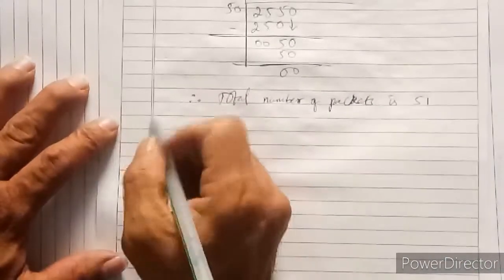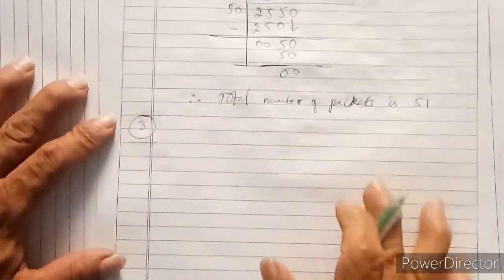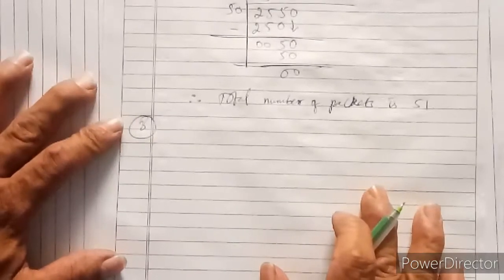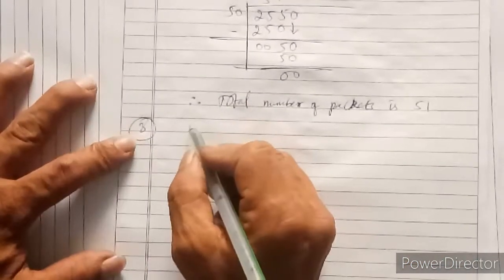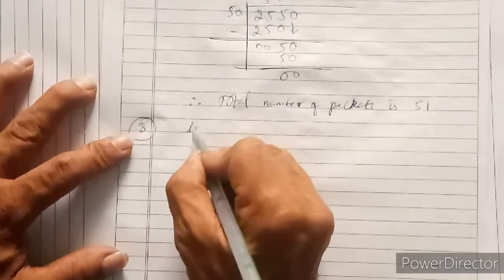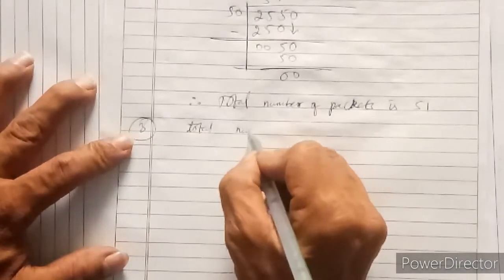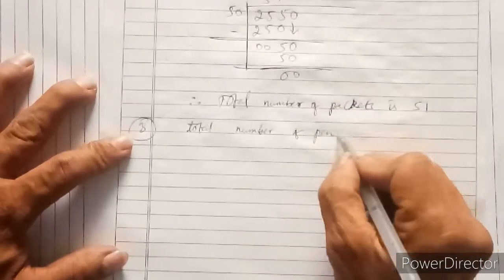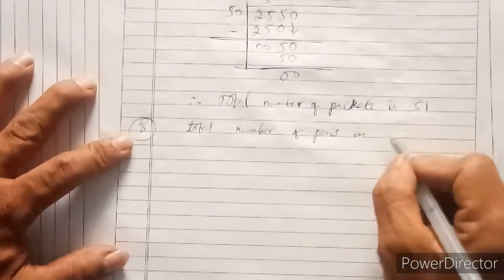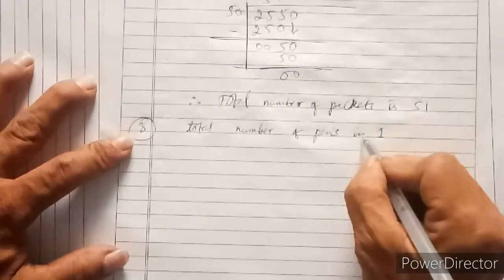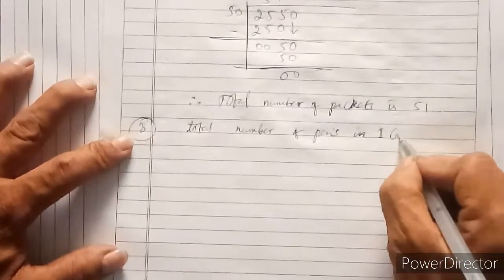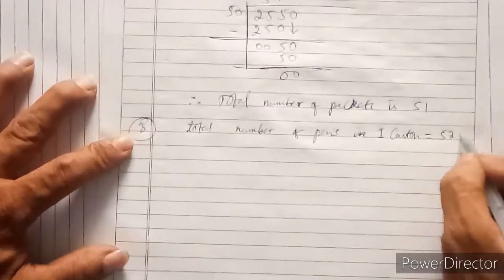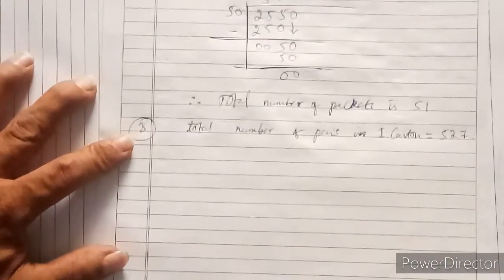Third one. This is the third one I am going to explain. Total number of pens in one carton is equal to 527. Right?